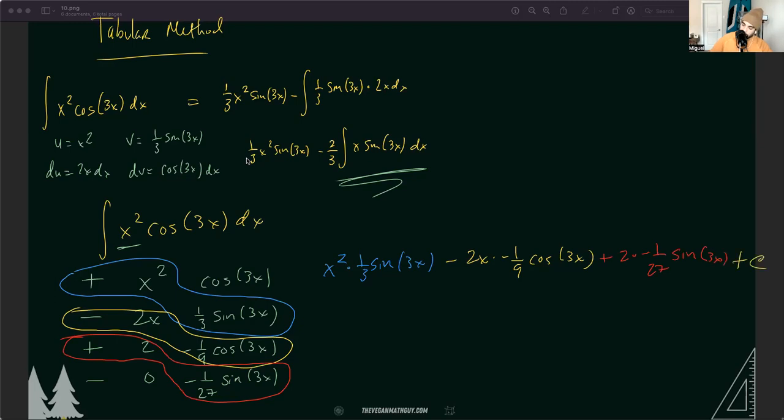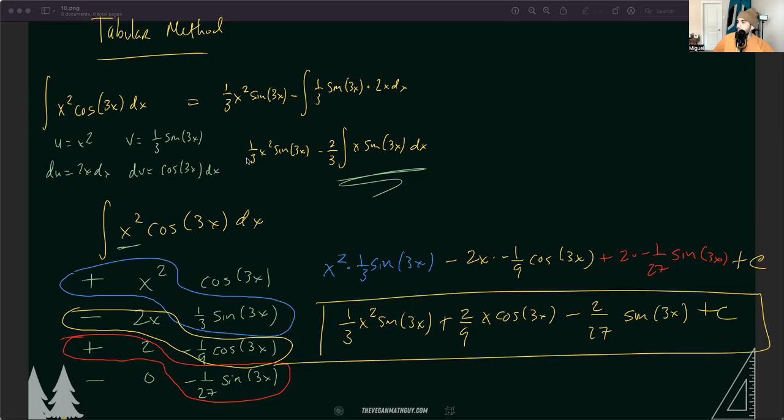So let's go ahead and simplify this. This becomes 1/3 x squared sine of 3x. This second term, there's two negatives there. So this is just going to become plus 2/9 x cosine of 3x. And then this last part is going to become minus 2/27 sine of 3x plus c.